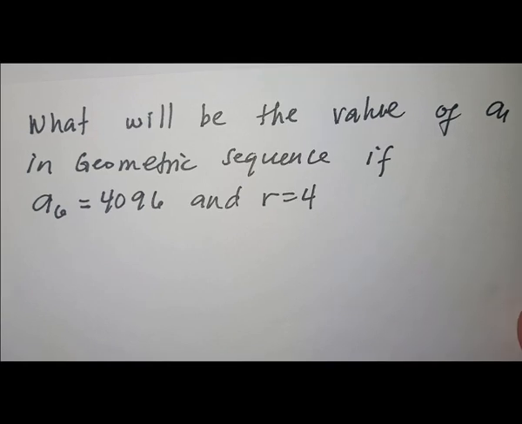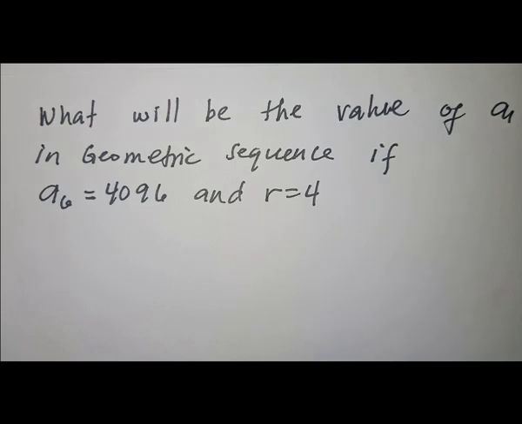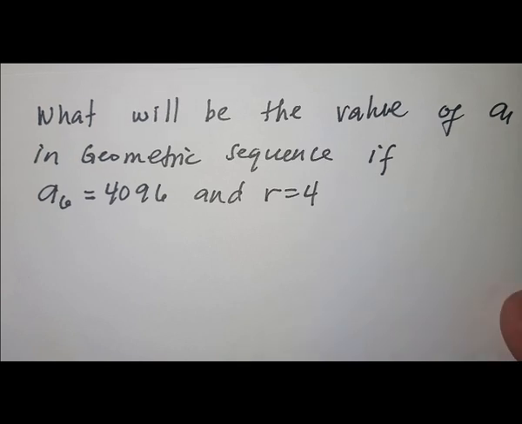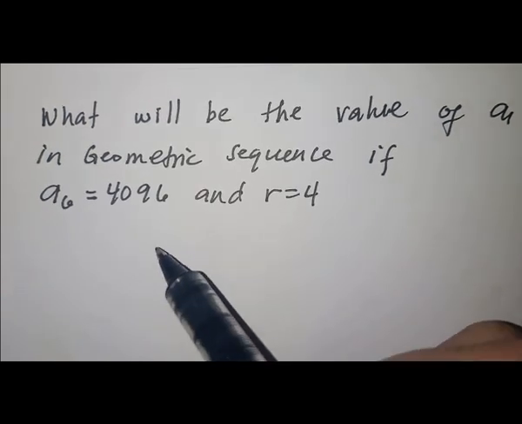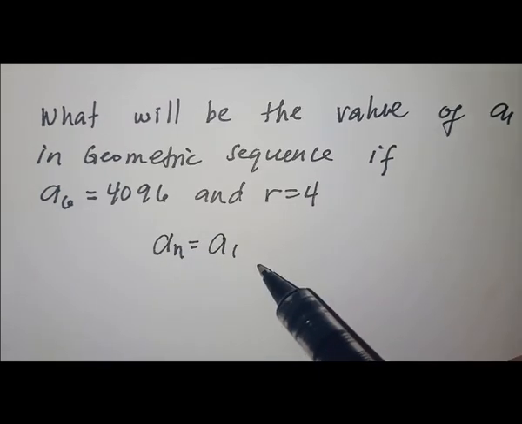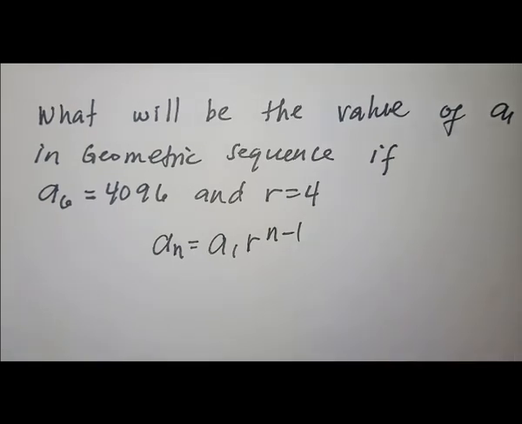Okay, so isa pa ulit. So what will be the value of a sub 1 in geometric sequence if a sub 6 is 4096 and its common ratio is 4? So parang malaki-laki yung value. So again, write lang natin yung formula. A sub n is equal to a sub 1 times r raised to n minus 1.